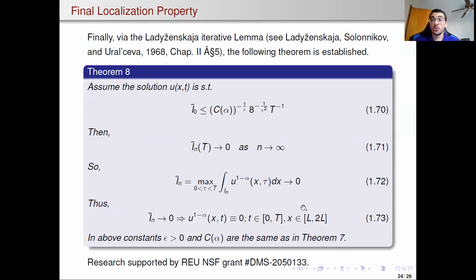So now that we have our finite speed of propagation, we can then achieve the localization property through the Ladyzhenskaya iterative lemma. So if we assume that our solution u(x,t) is such that I_0 tilde is less than or equal to this constant, then I_n tilde of t approaches 0 as n approaches infinity. So our integral approaches 0. Thus, u^(1-alpha)(x,t) is identically 0, which implies that our u(x,t) is identically 0 over our time domain 0 to t and our x from L to 2L, where our above constants are the same as the previous theorem.